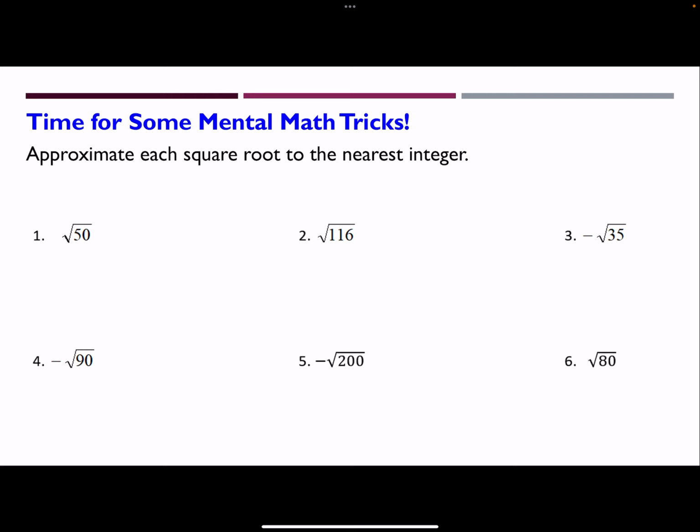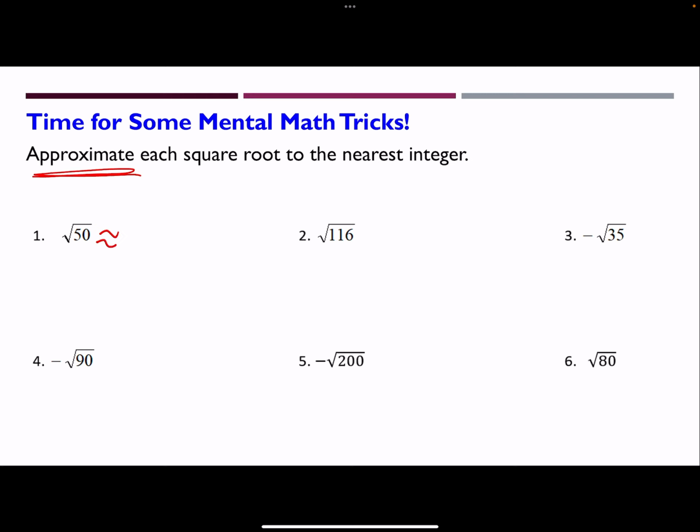All right, next thing we're going to do is approximate each square root to the nearest integer. So what that means is we're going to figure out, for the example, the square root of 50. 50 is not a perfect square. There aren't two numbers that I can multiply exactly the same and get 50. But what perfect square is 50 close to?